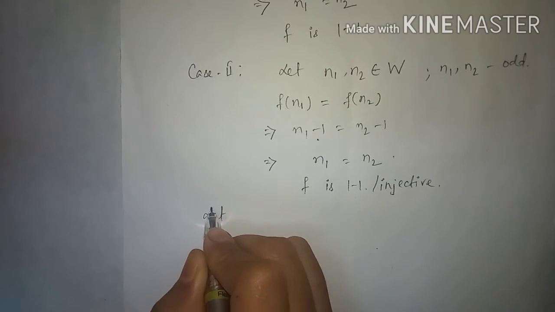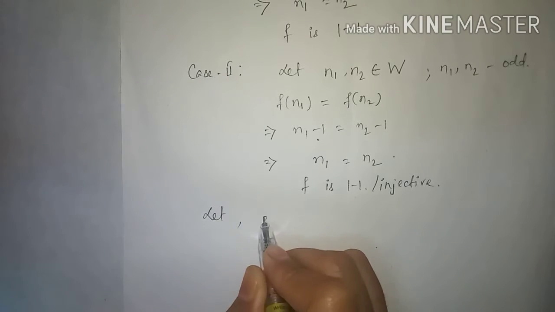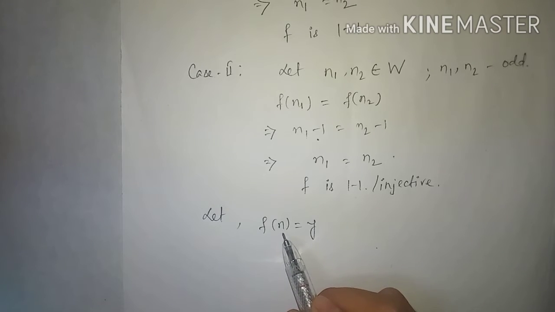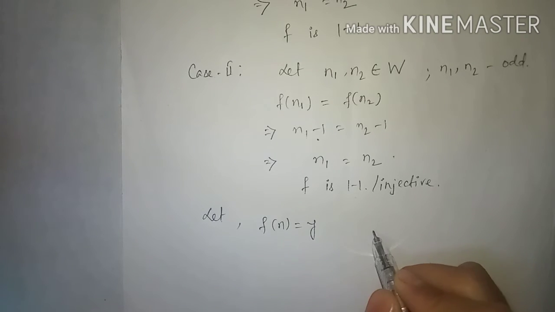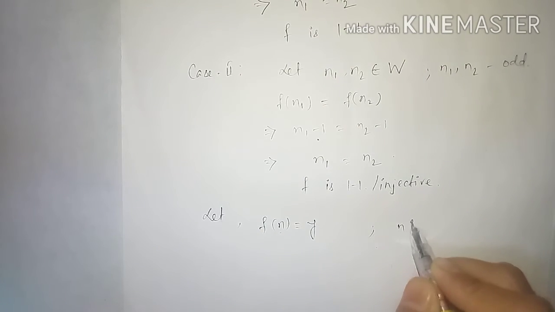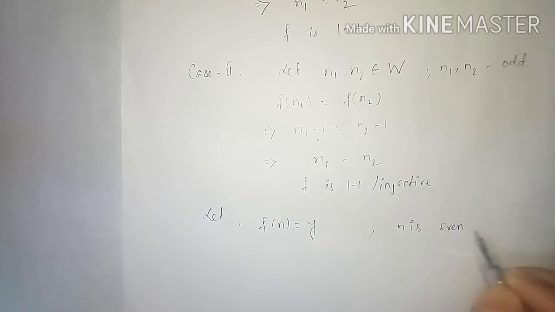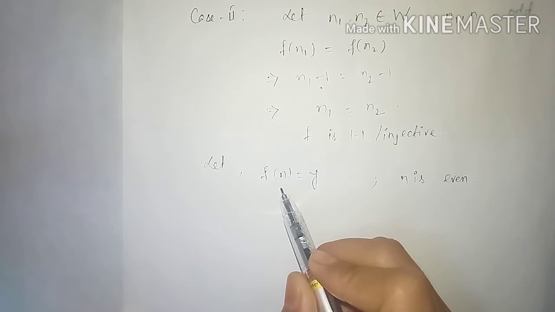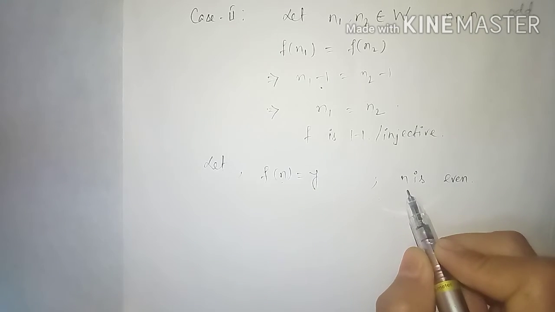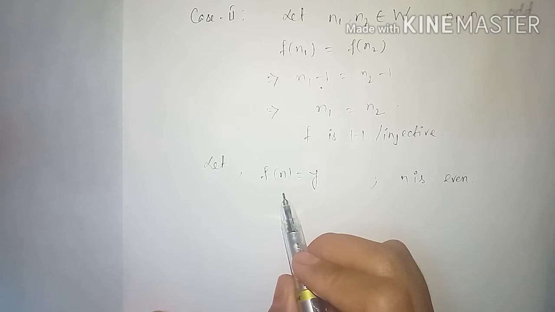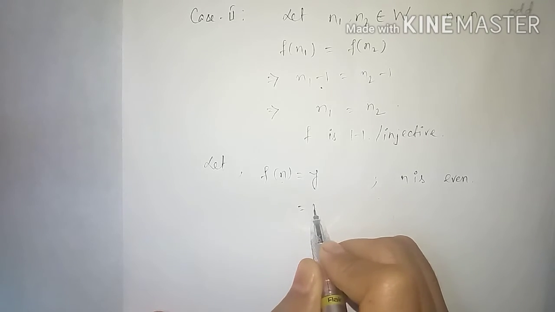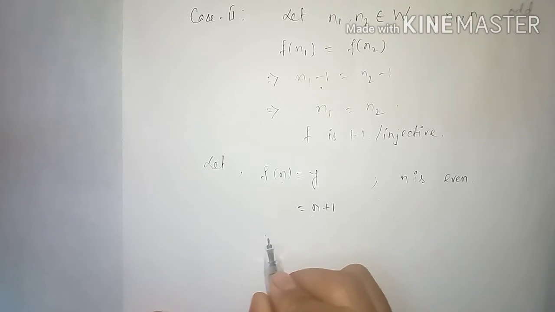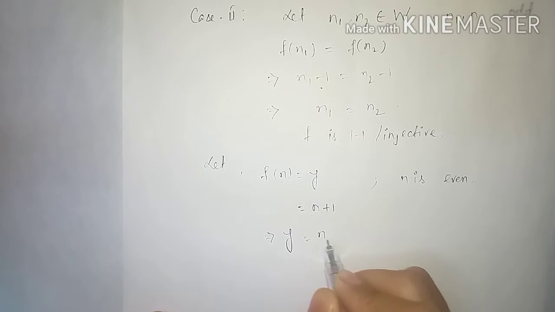let f of n equal y for any number n. Let's say this number n is even. Now for onto, let us take f of n equal y where n is even, and f of n is nothing but n plus 1 whenever this n is even. Now y equal n plus 1.